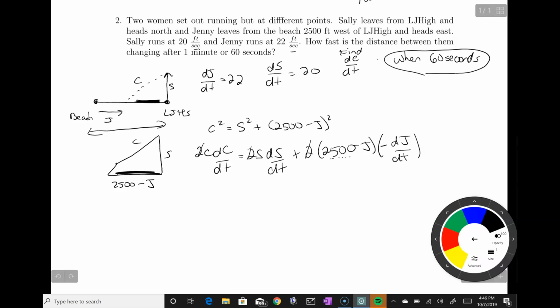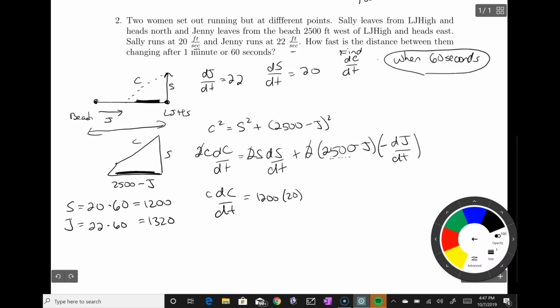So 60 seconds later, I need to find out how far J and S have run. So Sally runs at 20 feet per second for 60 seconds. That gets her to 1,200 feet. Jenny runs at 22 feet per second at 60 seconds, so that's 1,320. So I'll leave C there for a second. S, I'm going to put in 1,200. The dS over dt, the rate she runs, is 20, plus, and I'm going to put this 1,320 in for the J, 1,320, and then I'm going to put in her rate, which is negative 22.